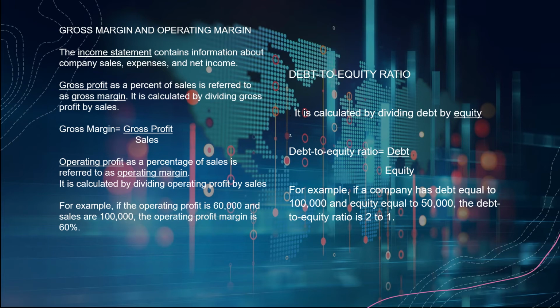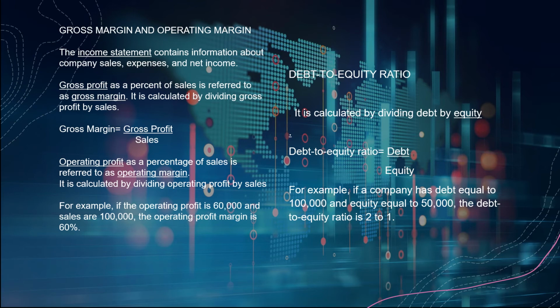Operating profit as a percentage of sales is referred to as operating margin, and it is calculated by dividing operating profit by sales. For example, if the operating profit is 60,000 and sales are 100,000, the operating profit margin is 60%.